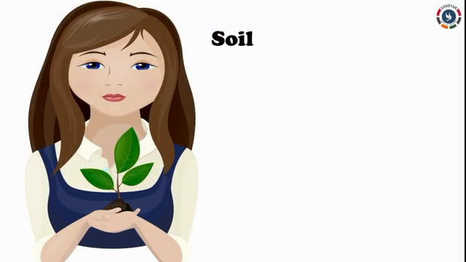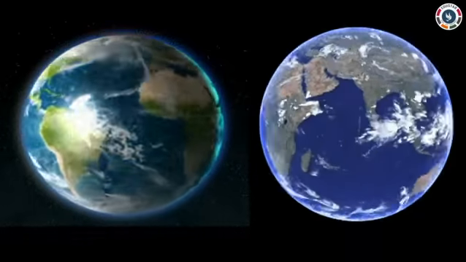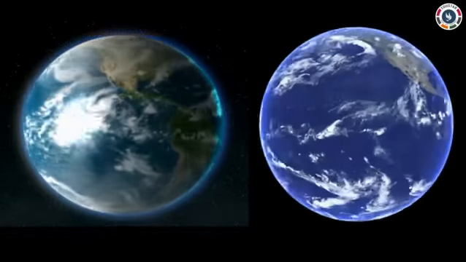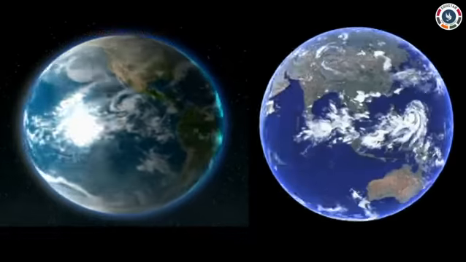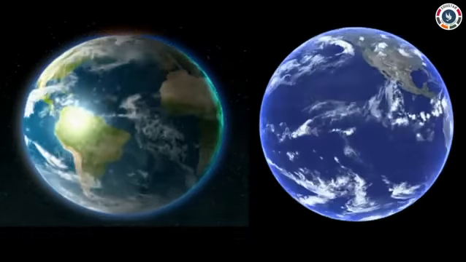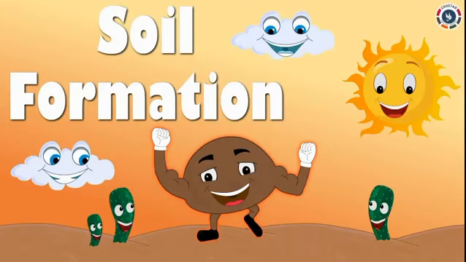Below the soil, there are solid rocks. Initially, the earth contained only air and water with hard rocks on the surface. With time, these rocks got broken down into tiny particles by the heat of the sun, the force of flowing water, and wind. The soil was formed. The process of soil formation is a very slow process and it takes millions of years.